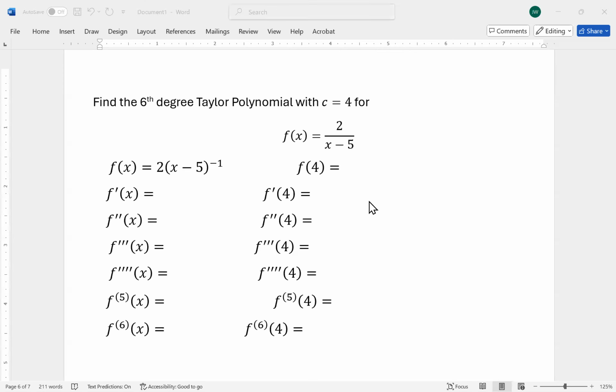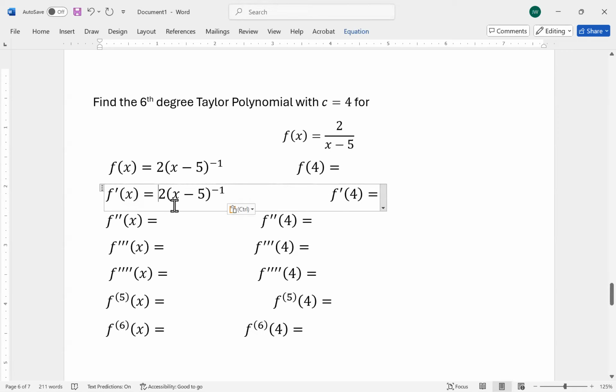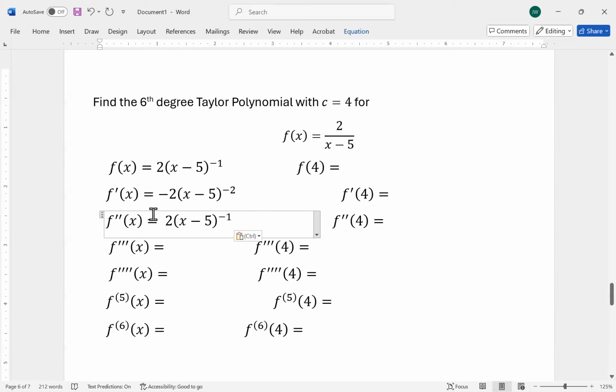All right, if you want to do this on your own, obviously pause the video, but I'm going to jump right into it. So 2 over x minus 5 is the same thing as 2 times x minus 5 to the negative 1. I'll take the derivatives first. If I take a derivative of that, negative 1 times 2 is negative 2, and then I lower that exponent by 1. So I get negative 2 times x minus 5 to the negative 2 power. If I take the second derivative, what I get is negative 2 times negative 2, that's a coefficient of 4, times x minus 5 to the negative 3.